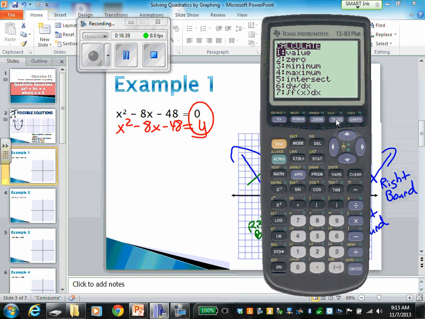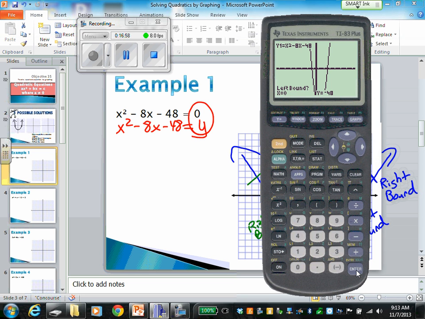What choice do you think we will want? 0. Good, because we're looking for our zeros, figuring out what x is when y is 0. Okay? So we're going to choose choice number 2, and we're going to press enter. And it's going to tell me left bound.